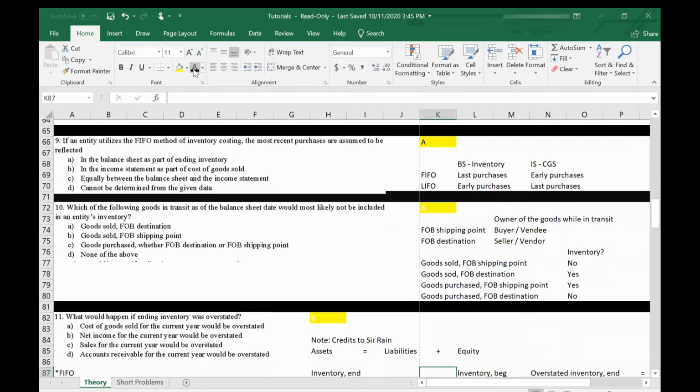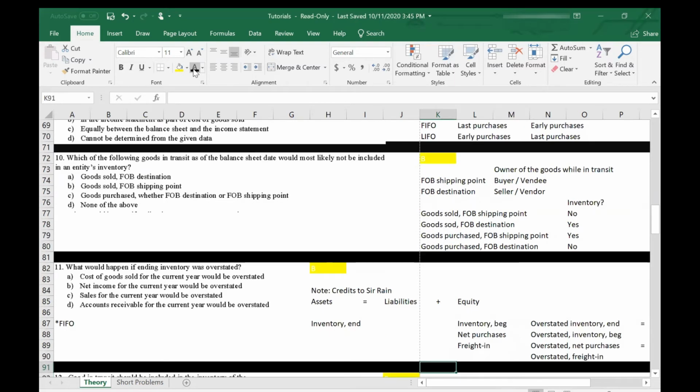Number 10. Which of the following goods in transit as of the balance sheet date would most likely not be included in an entity's inventory? So, end of balance sheet date, and then you have inventory in transit. Which of the following items will not be included in your inventory? So we'll discuss this framework earlier. So let's do this one by one.